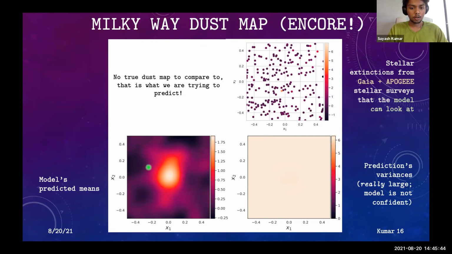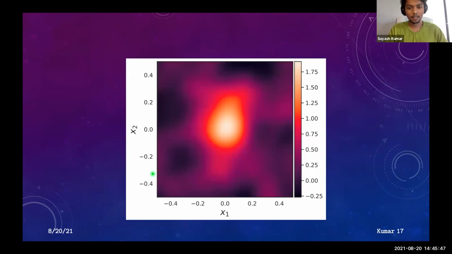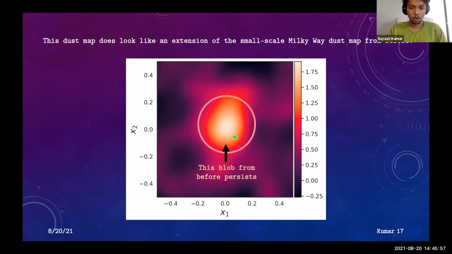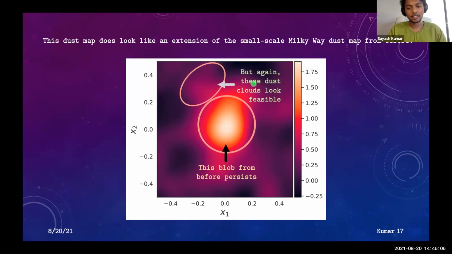Now, if you give this a good hard stare, you may realize that this dust map kind of looks like an extension of the small scale Milky Way dust map that we created before. So this blob definitely persists from before. And you can look at these clouds around the blob, which kind of look feasible and look like an extension of the dust clouds that we saw in the small scale Milky Way.